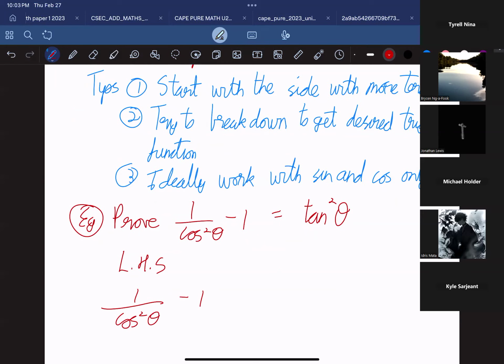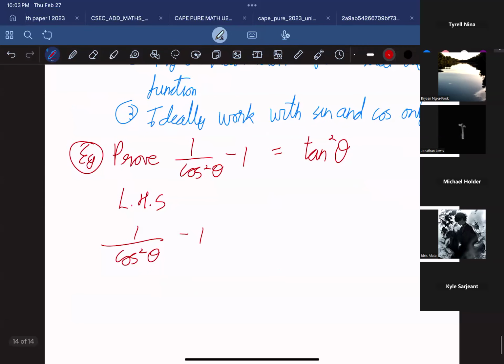Secondly, I am trying to work in sine and cos only. Now, there's many ways you could tackle this, right? So I'm going to show you different ways, and then you all would say if that makes sense or if it doesn't make sense. I know that I have no 1 in this solution here, right? So I'm going to break down everything.